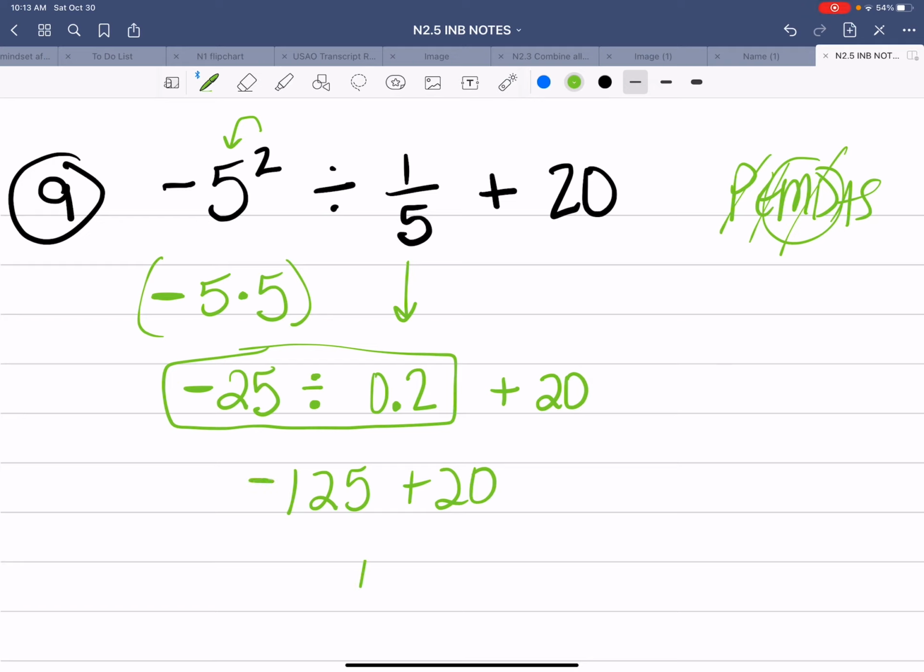Oh, that's a negative 125. So I'm going to put a 0 in front of that. 0 minus 125. That will put that negative 125. So then when I hit plus 20, I end up with negative 105. Okay, I almost made a big serious mistake there. I'm glad I caught that.